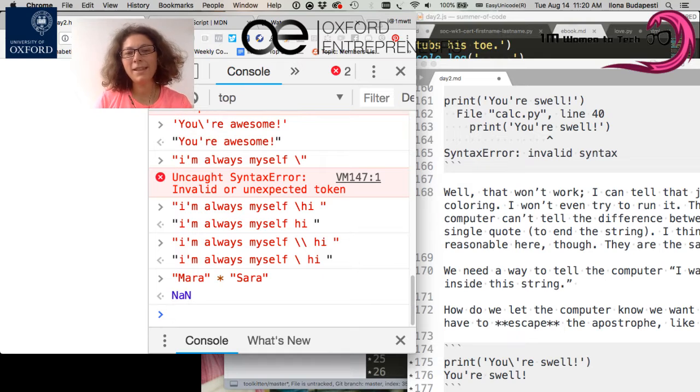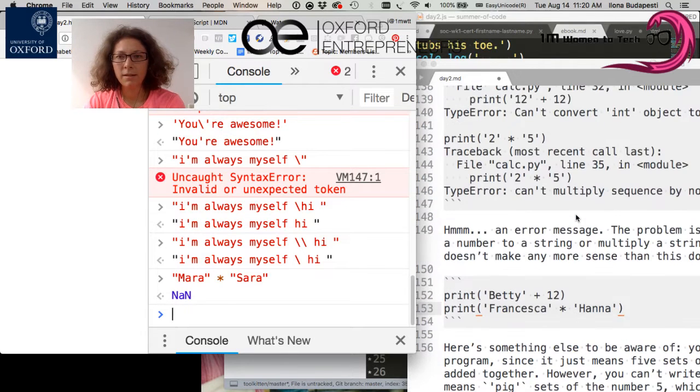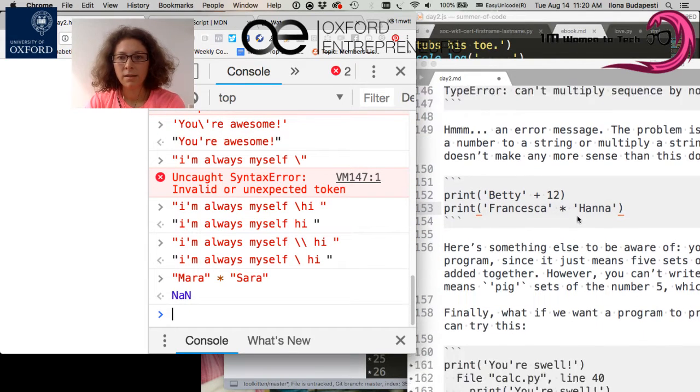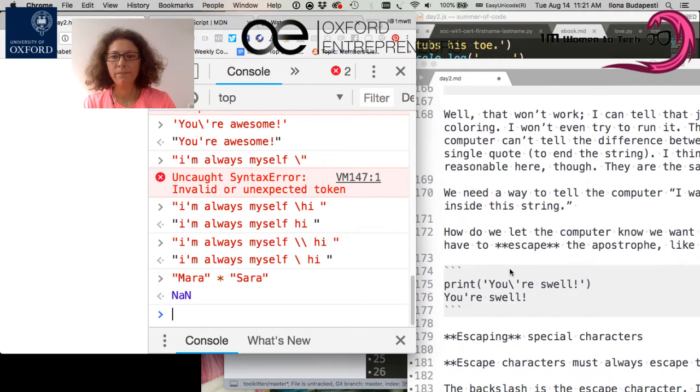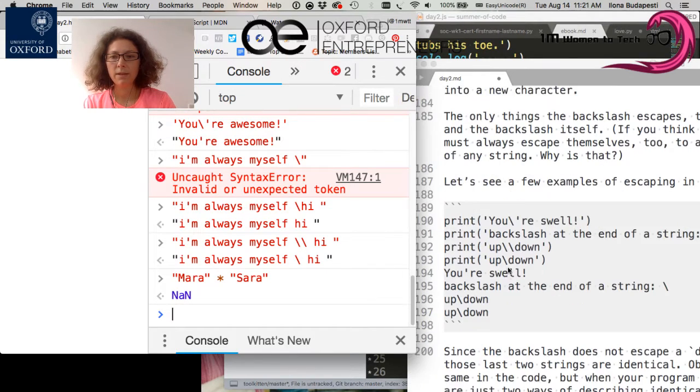Is it illegal for us to do something like this? And what's very interesting is that it was legal. In Python, you actually get an error, I think, if I'm correct. But in JavaScript, you don't get an error. What you get is a result, which is a number, which is not a number. So it's very interesting because it doesn't break your code. It just gives you not a number as a result. Okay. So these are some of the specialties.